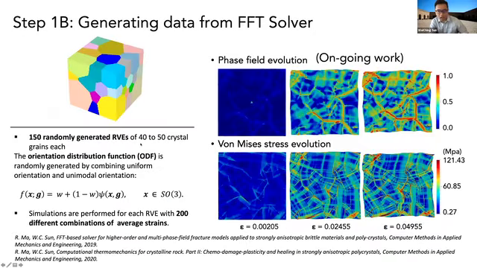Our focus is on anisotropic material because inherently it's more interesting. It's also harder in some sense. What we're trying to do here is generate 150 different RVEs. Each RVE is subjected to 200 different combinations of strain, and then we construct the data. In later work, we will also be working on generating the plasticity response, but here I just want to show the work on elasticity.